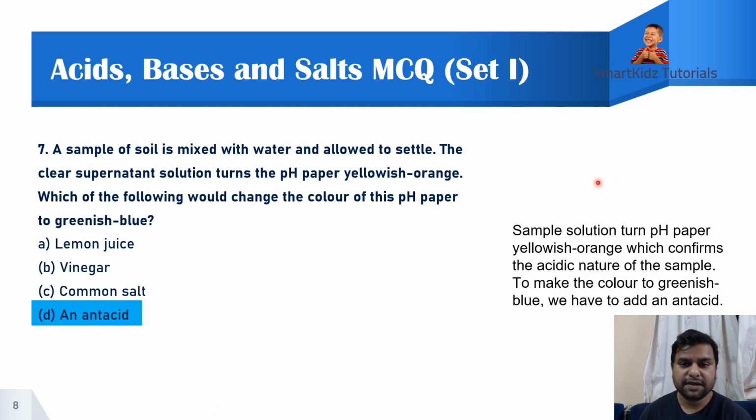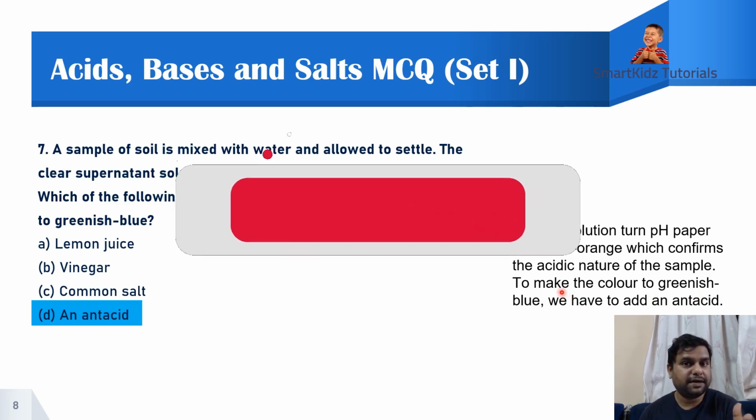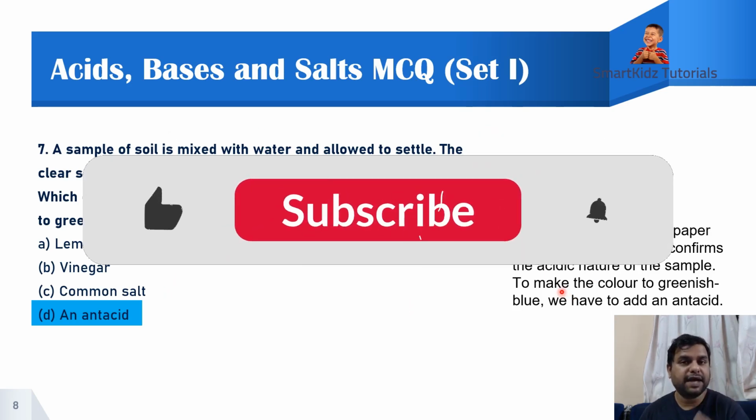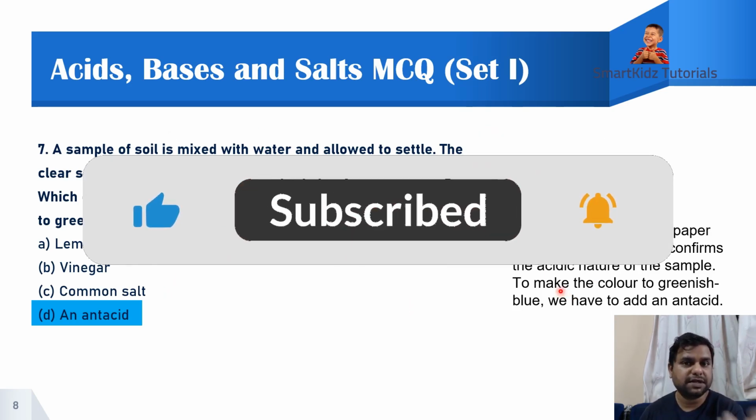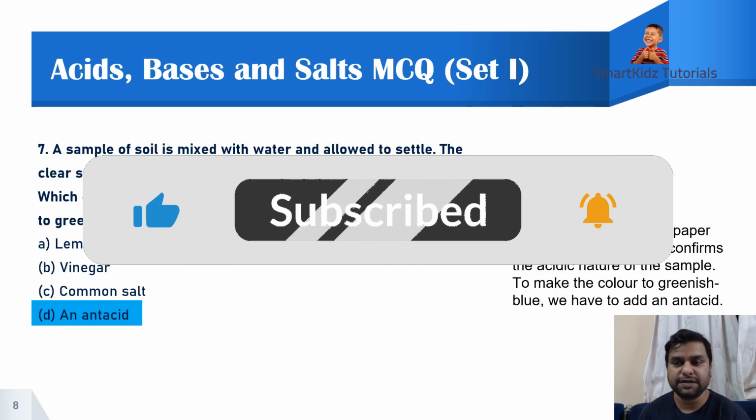That's it. So the sample solution turns pH paper yellowish orange, which confirms the acidic nature of the sample. To make the color greenish blue, we have to add an antacid. We use antacids to neutralize the acid in the stomach when we have an acidity problem. So it's basically a base that is added to the acid inside the stomach to neutralize it, so that we get salt and water. We feel better after that.